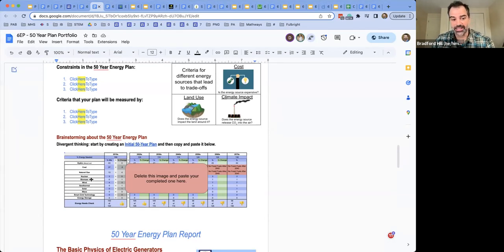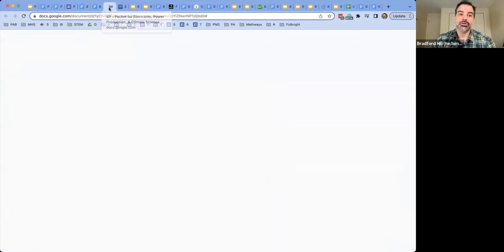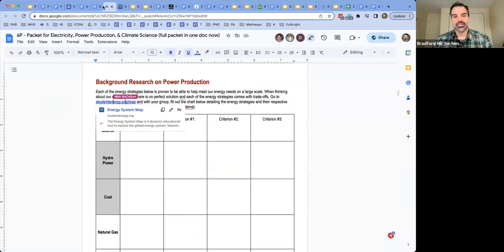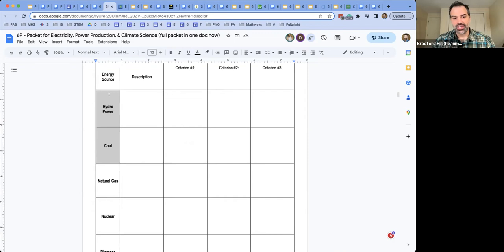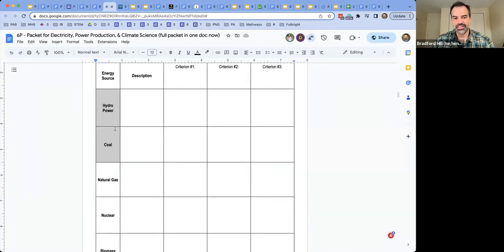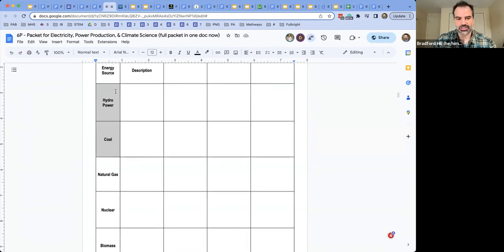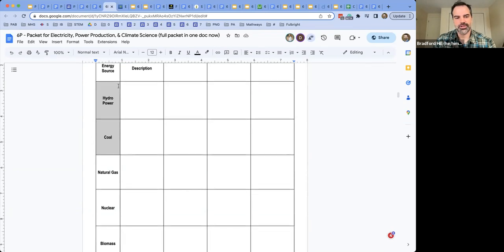gas, biomass, geothermal. So there's an activity that has them explore, and there's a great website. It's linked. I'm in the packet right now, and it's linked here. And so they go and you jigsaw it. And so students will investigate hydro, coal, natural gas. These are actually in the order of the percentage that they currently are in the state of Oregon. So that's where that ordering is coming from.